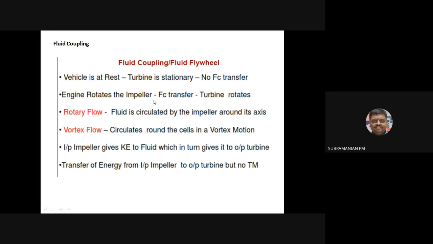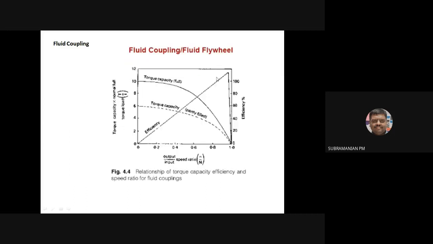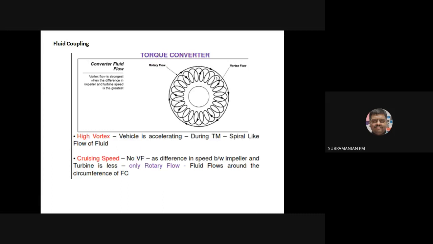So when the engine rotates the impeller, centrifugal force transfer will take place, okay? When the vehicle is at rest, the turbine is stationary, so no centrifugal transfer. And you can see there are two types of flow. Rotary flow is, you can see, in this direction, okay? That is around the impeller as well as the turbine. Whereas vortex flow will be like this, around the blades or around the vanes.